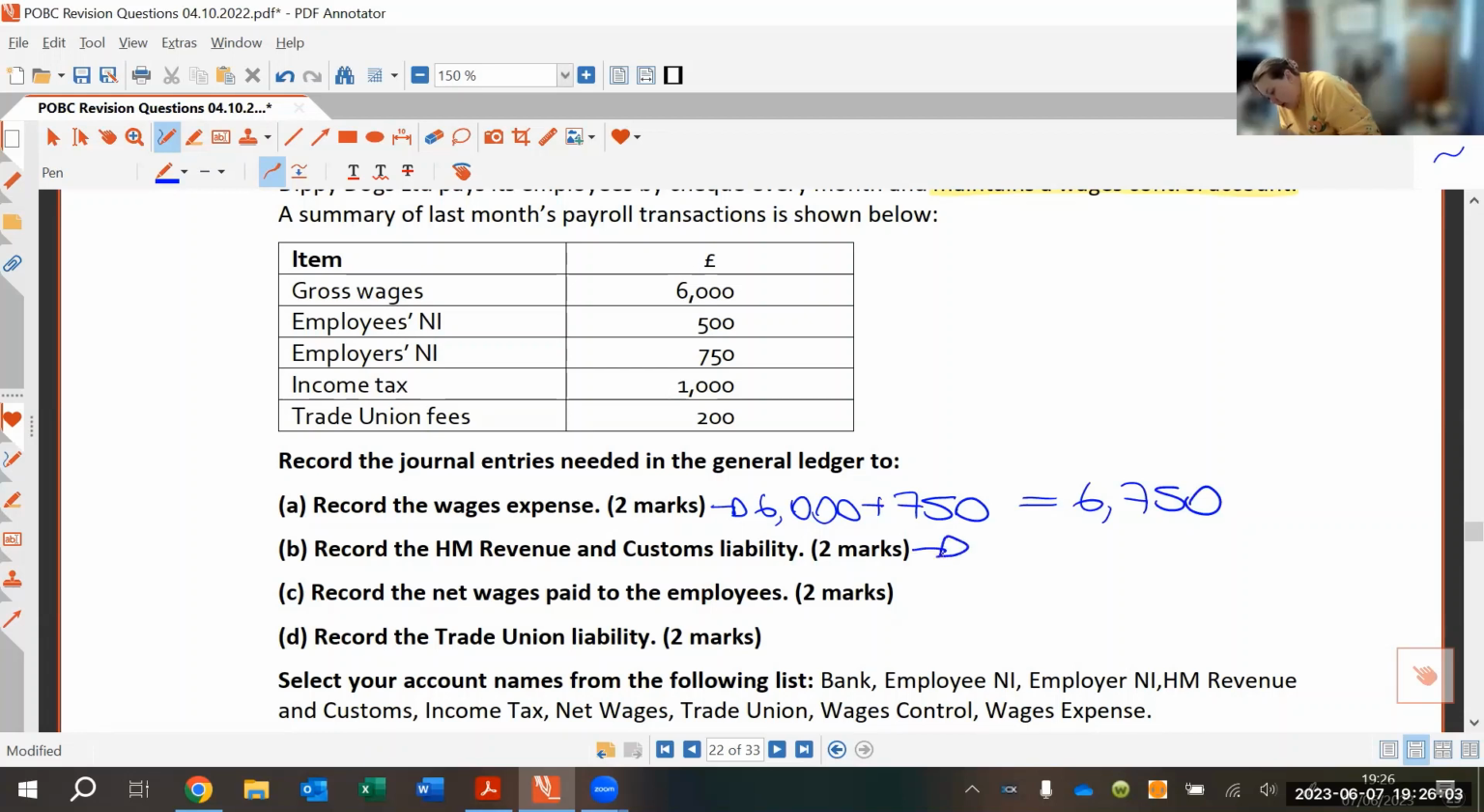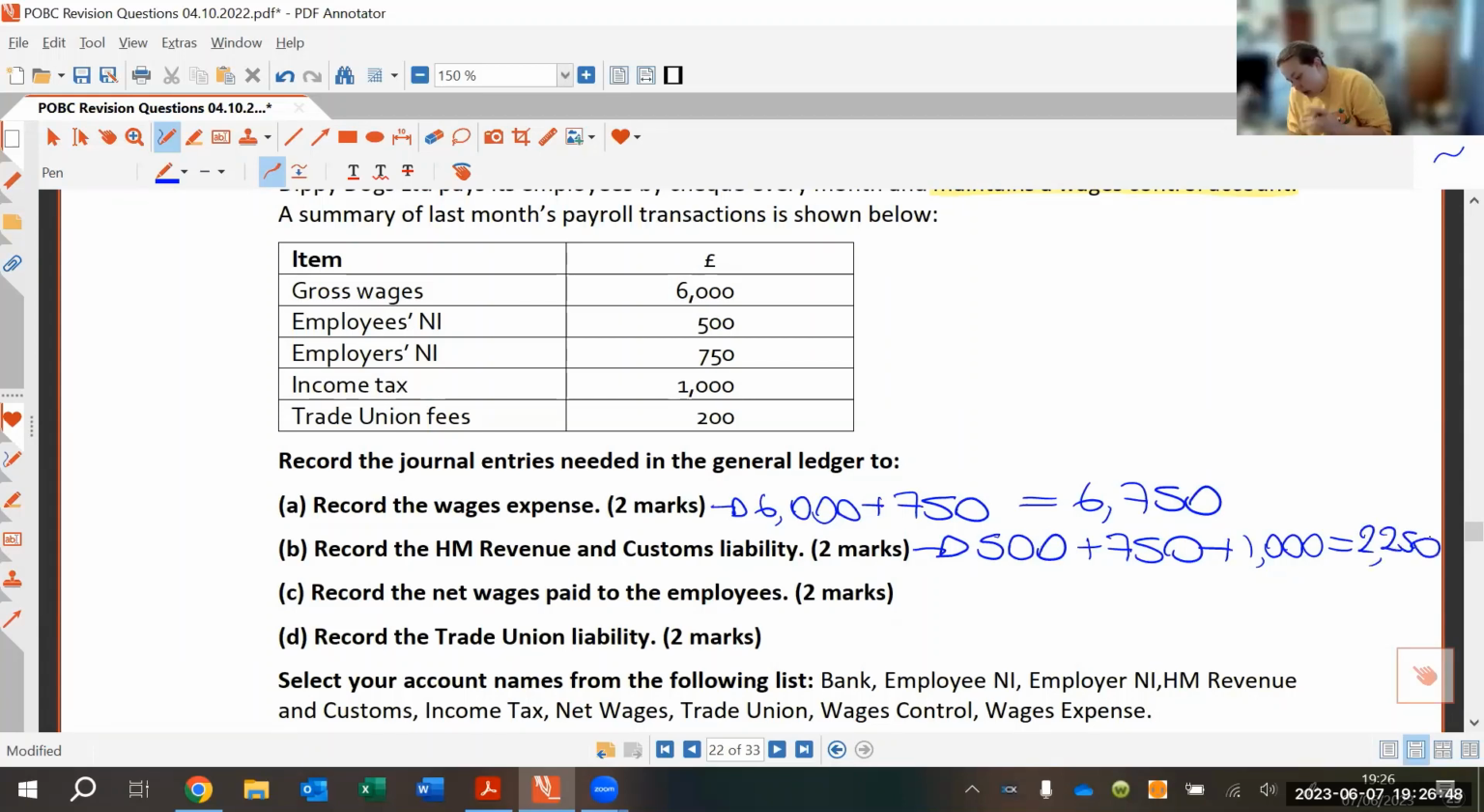Next bit we need is the amount going to HMRC. So what do we need for that? What are the things we're going to be including with that one? Yeah, definitely. I've seen someone say we need both portions of the national insurance, because that's a form of tax. And then our other tax is the income tax, which is the 1,000. I'm going to try and squeeze it all on. We've got 1,500, 1,750, 2,250.